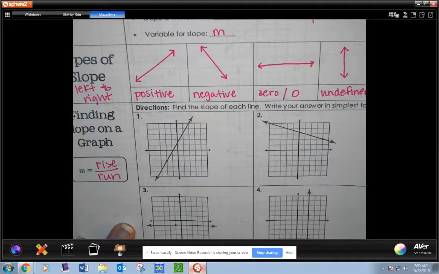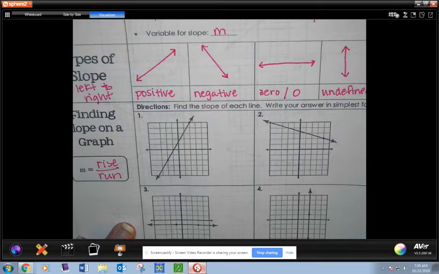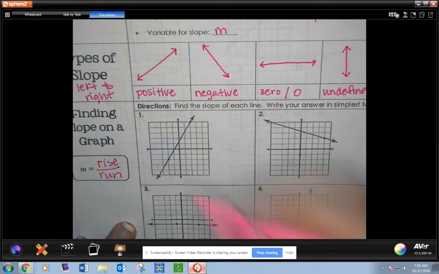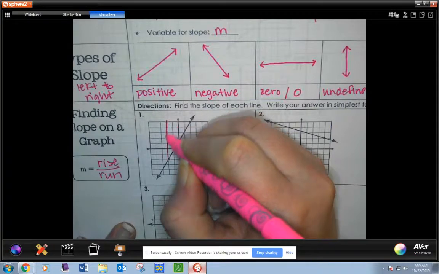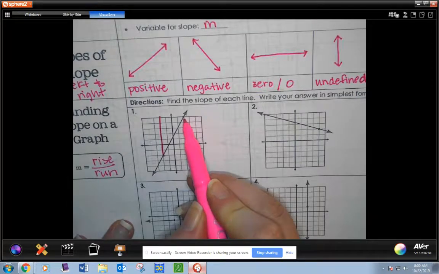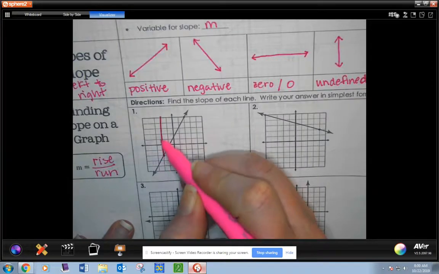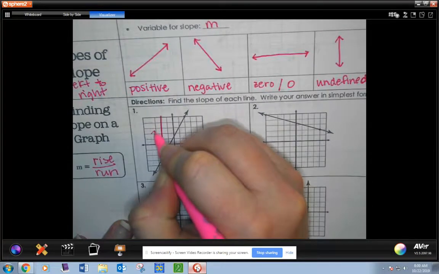So what you are going to have to do on your Delta Math today, do you see these 2 dots? Can you all see them faintly? You are going to have to draw a rise bar. And I will show you how to do that once we get there. So you just go up to where the next dot is. Now, how many up did I go? 7. I'm going to write 7 over here.